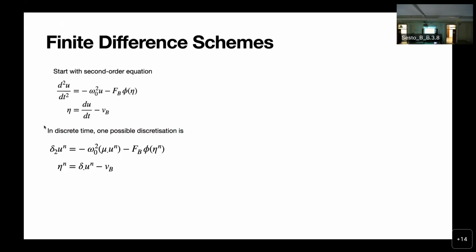So you see that the second time derivative is now approximated by the second time difference. And on the right-hand side, the identity u is now approximated by the averaging operator mu dot. And the continuous relative velocity eta is approximated by a time series eta n, which is defined as the relative discrete velocity, delta dot, minus the bow velocity. So you see that there is a direct correspondence between the continuous equation and the discrete equation. But you're able to use the discrete version in your computer in order to find the solution to your system.